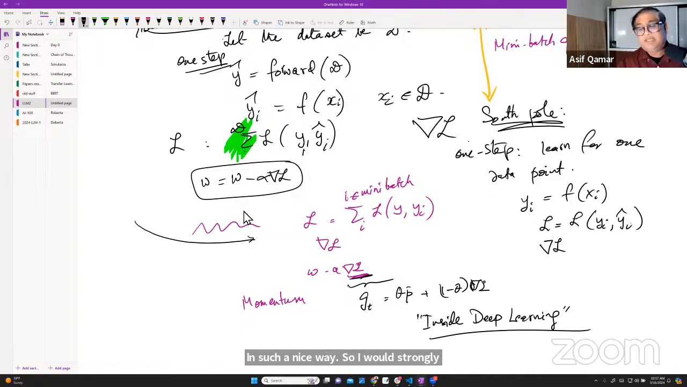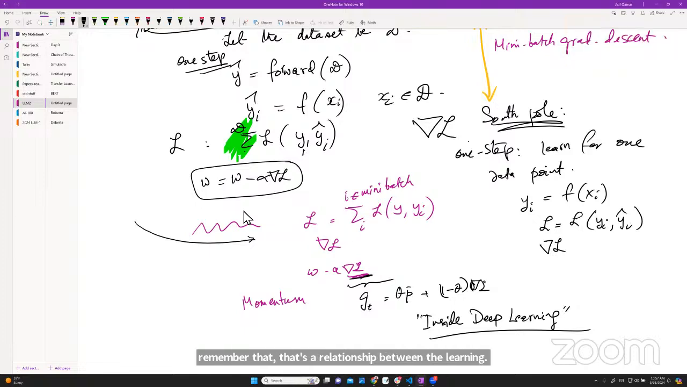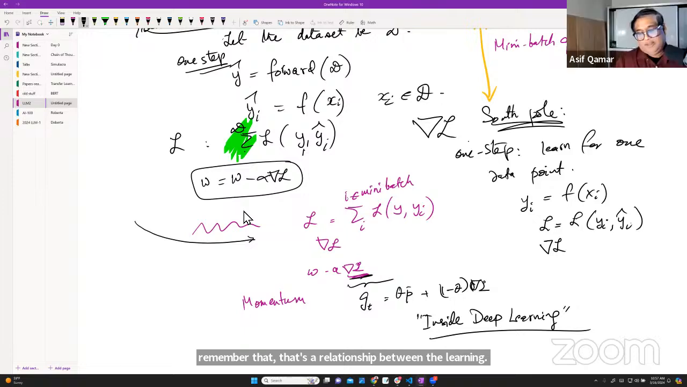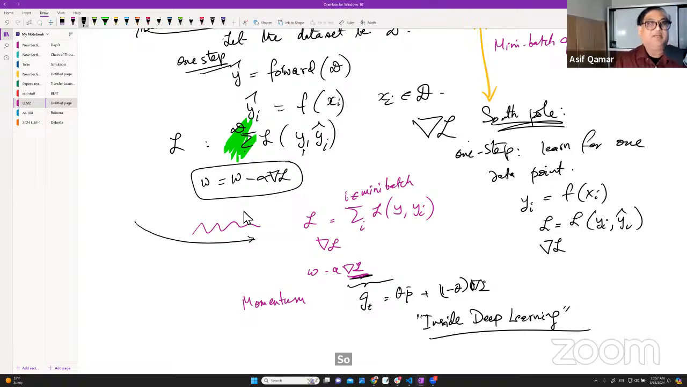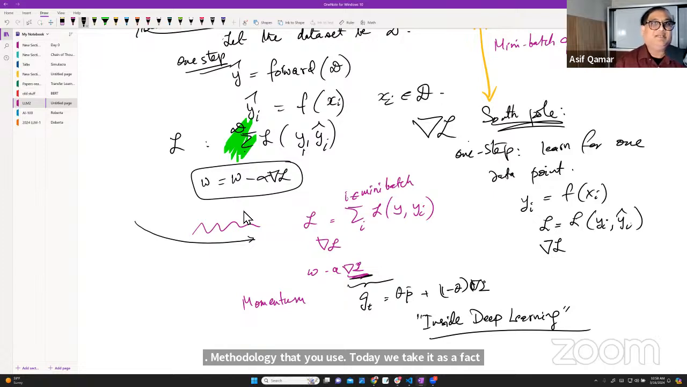So that is the relationship. Remember that's the relationship between the learning rate scheduler, which decides the bigger step we should take, and the actual gradient descent methodology that you use. Today, we take it as a fact that you should always use momentum-based gradient descent in mini batch, or at least that's the default with which I start, unless I have a reason not to. And therefore my statement that I made before we went down this rabbit hole, namely use AdamW.